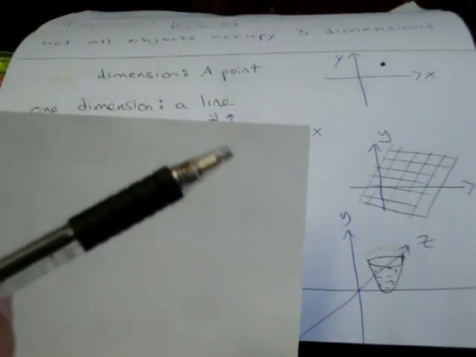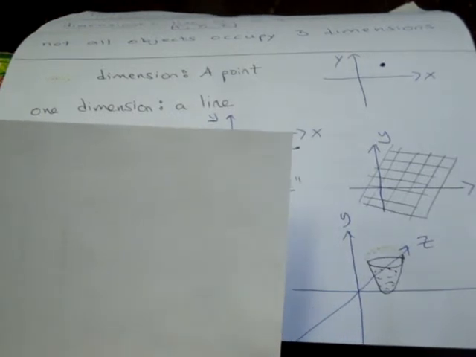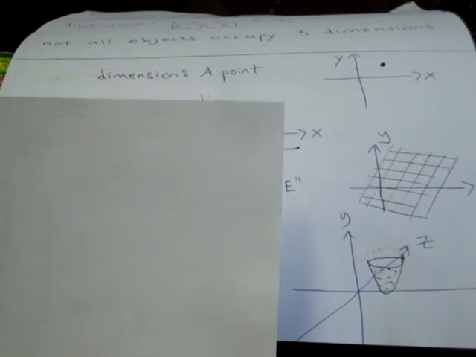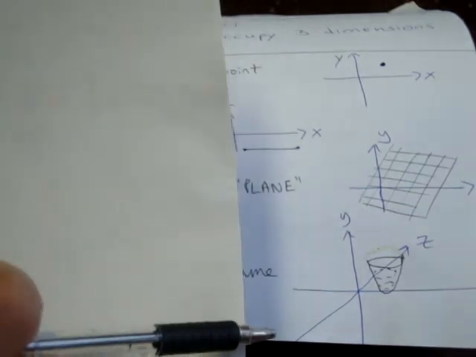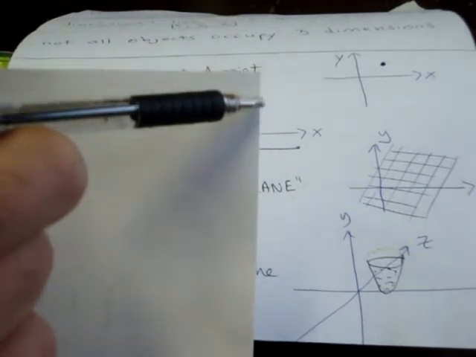Just imagine that the very, very corner of this is a point. That's a point. That's the smallest thing you can possibly see. It has zero dimensions. Then the next big thing is a line. So the edge of this sheet of paper is a line. That might occupy one particular dimension.